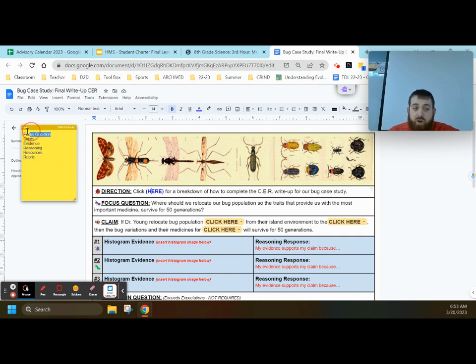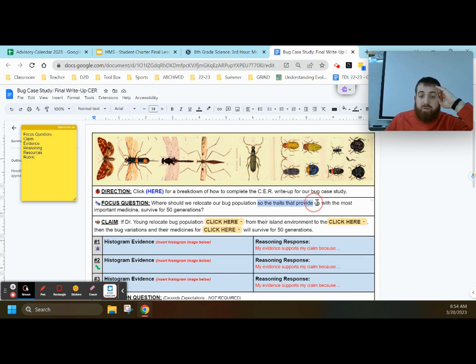So, the focus question to begin. The focus question that we're looking to answer is what we've been exploring over these last couple days as we went through the different phases of the bug population case study. So, where should we relocate? So, those are all the different environments. Our bug population. So, each of us had our different bug populations 1 through 8.